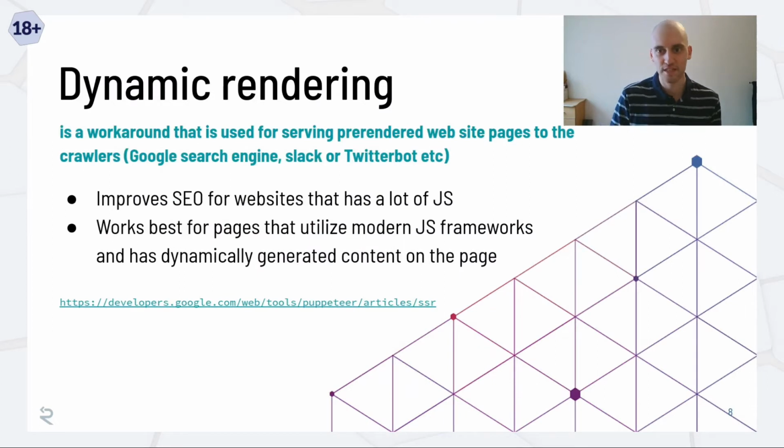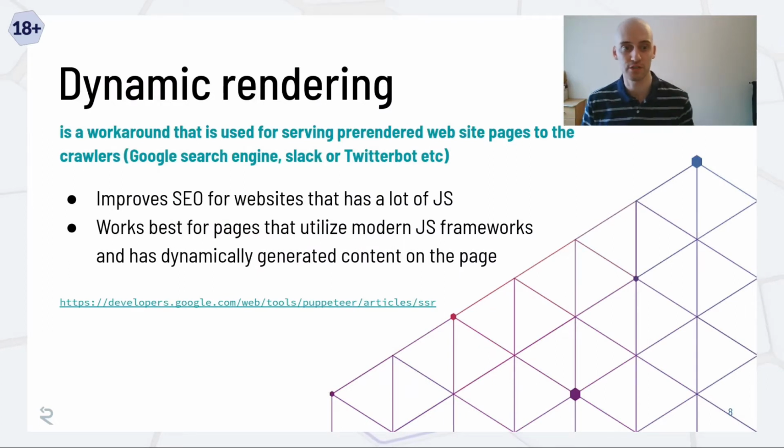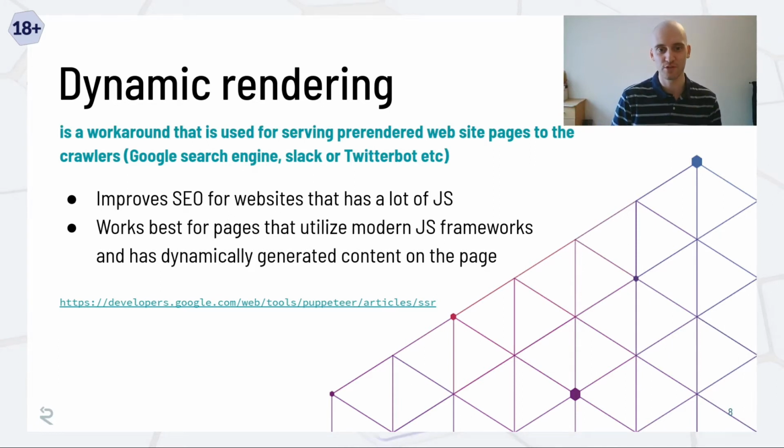So let's dive deeper. What is dynamic rendering actually? As it's mentioned on one of the Google websites, dynamic rendering is a workaround that is used for serving pre-rendered website pages to crawlers, like the Google search engine, Slack bot, Twitter bot, you name it. Me personally, I wouldn't call a mature technology a workaround, but anyway, as I already mentioned, it's widely used.